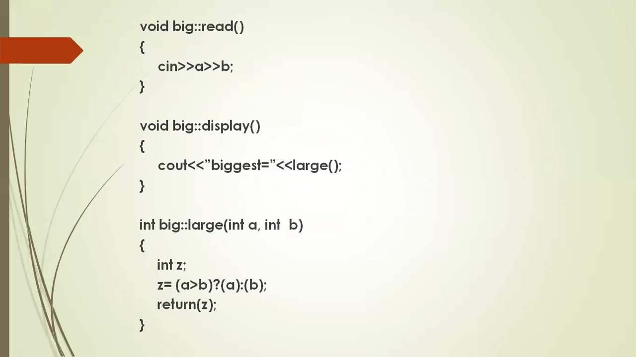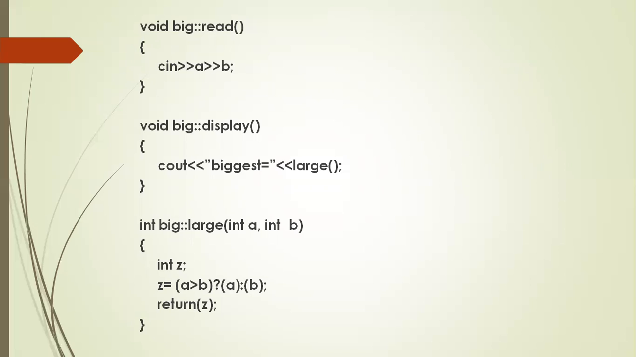Return type int, big is the class name, large int a comma b. Within that, you declare an extra variable called z. z equal to a greater than b question mark a colon b. If a is greater than b, then which is biggest? A. Return the value of a. Otherwise, return the value of b. Whatever value is returned is stored in the variable called z. Return the value of z. I think you already studied this.